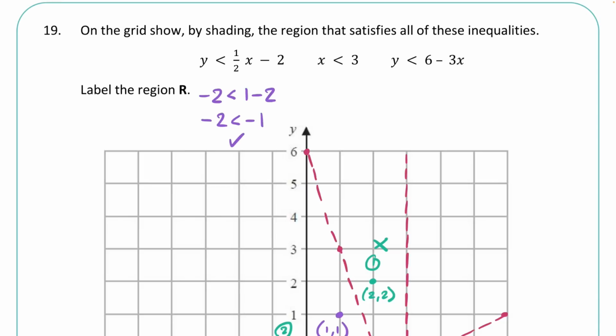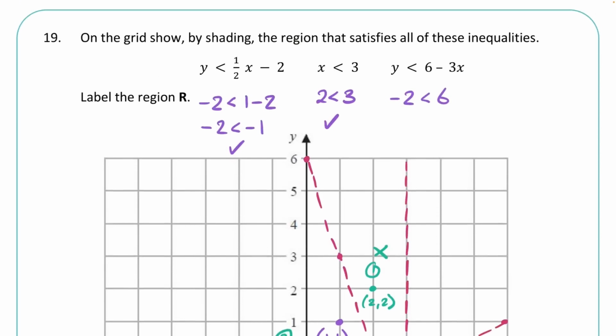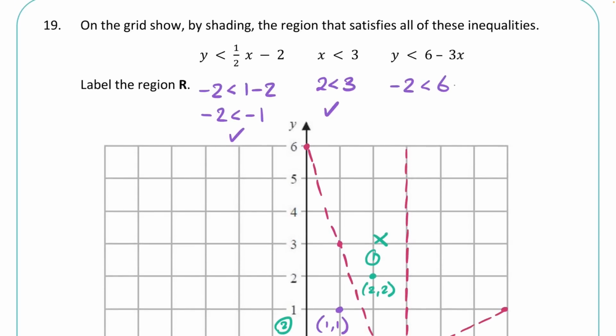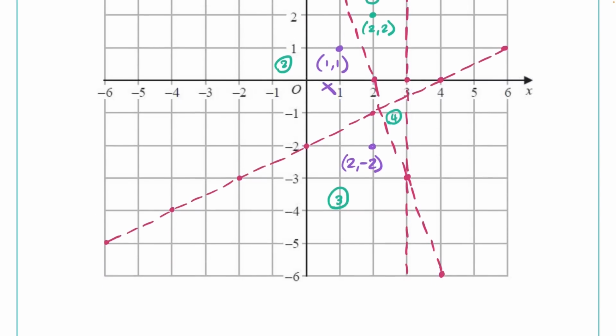So x was 2, so is 2 less than 3? Yes it is. And for the final one, negative 2 is less than 6. y was negative 2, wasn't it? Let's just double check. Yep, y was negative 2. Is negative 2 less than 6 take away 3 times 2, which is 6? So is negative 2 less than 0? Yes, it is. Therefore, that coordinate works in all 3 inequalities, and it must be that region down there, which I've called region 3 at the moment. But there we go. This would be the region here. Make sure that R is really nice and clear.